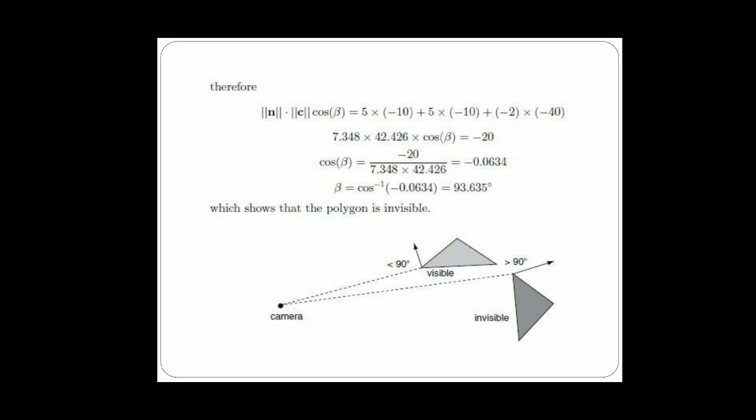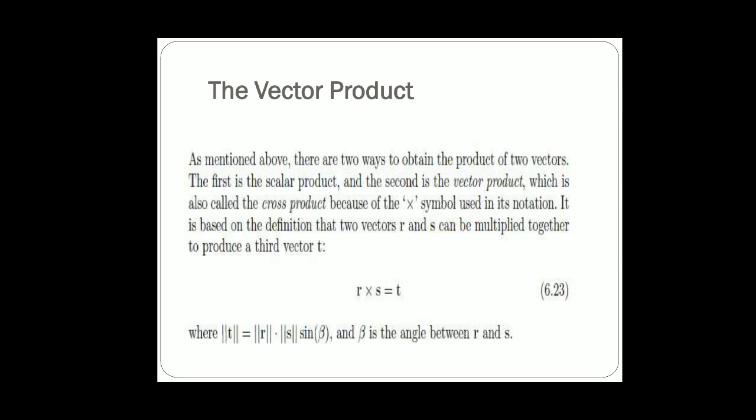So the polygon will be invisible, because the camera lens is visible and showing less than 90 degrees, then it would be visible. If it is more than 90 degrees, it is exceeding the lens focus, and that is the reason it is invisible. Next is the vector product.